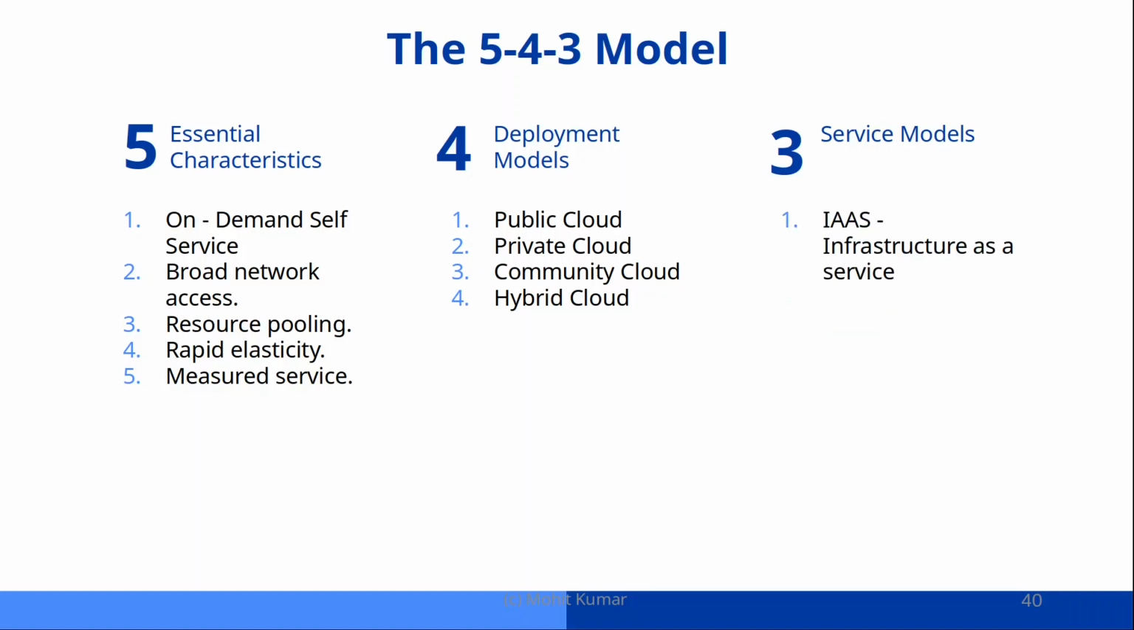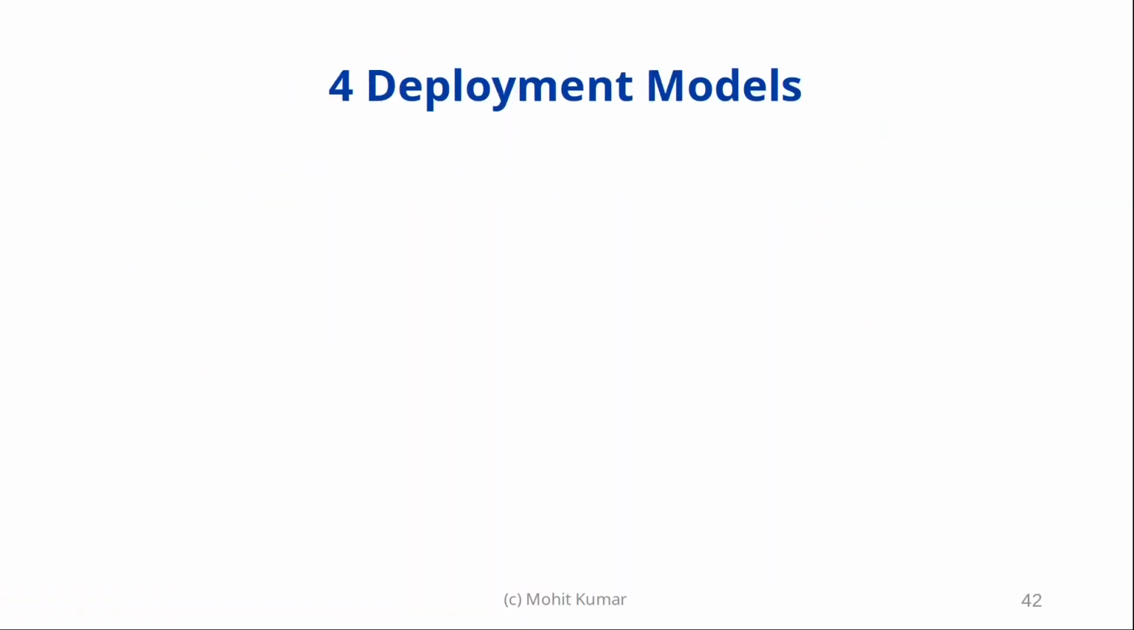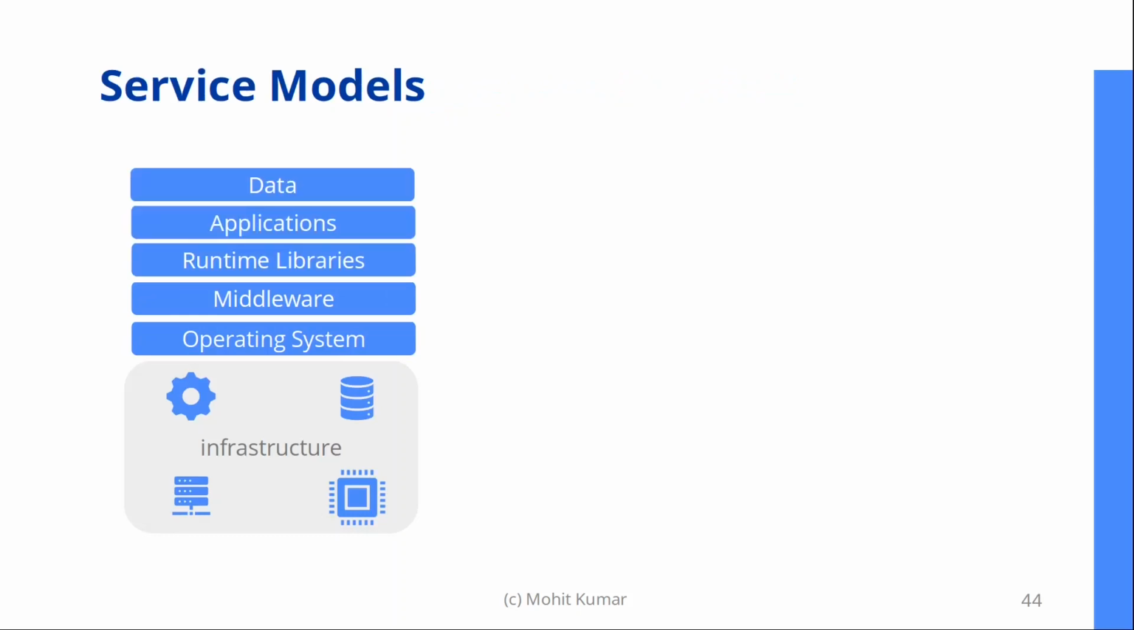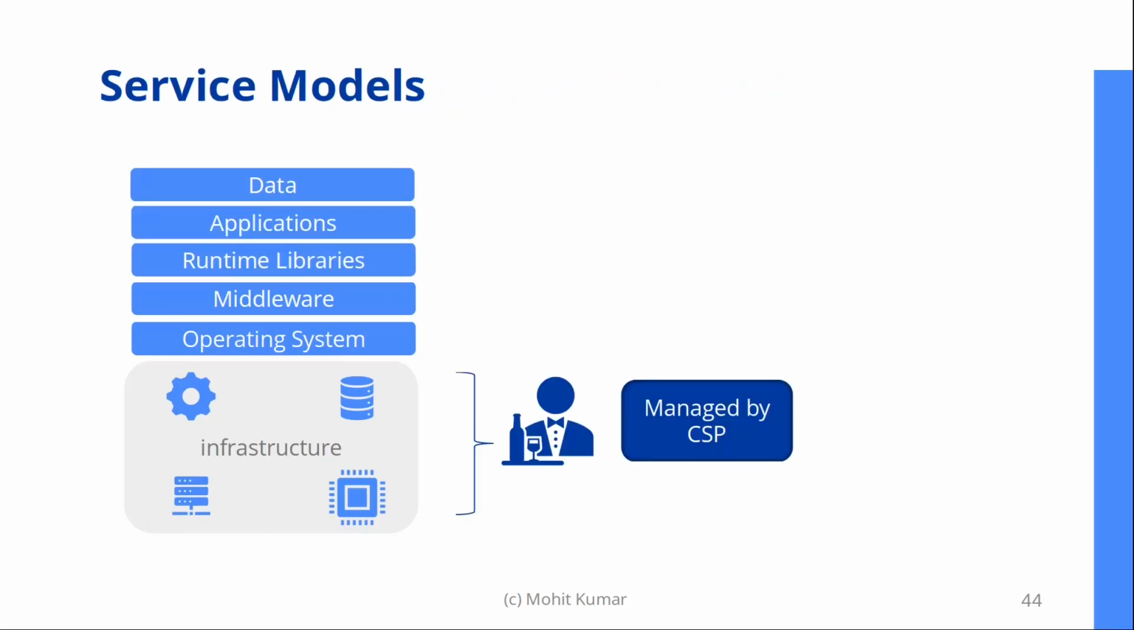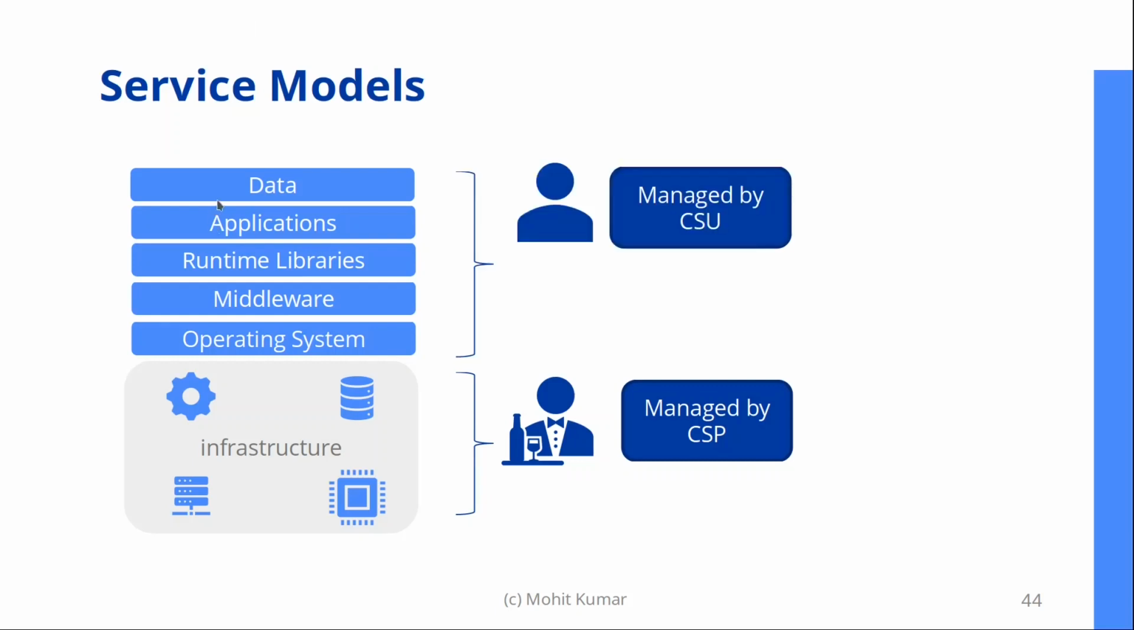Now there are 3 service models. One is infrastructure as a service, second is platform as a service, and third is software as a service. So let us understand what these 3 service models are. Let us understand with this stack. This is a very broad level stack that you can use to describe any application. If your infrastructure is managed by a cloud service provider or CSP, then this is called infrastructure as a service. In this case, you as a user will manage your operating system, middleware, runtime libraries, applications and data, everything. So it's your headache.